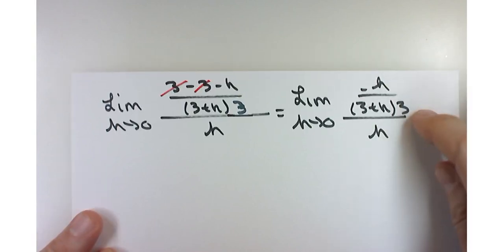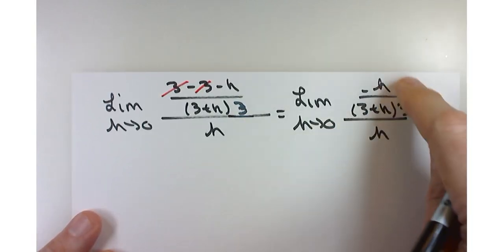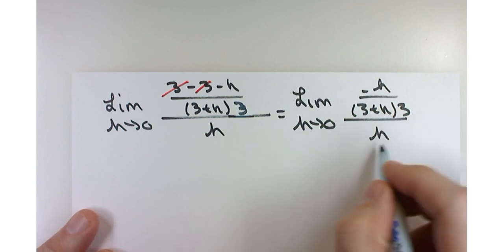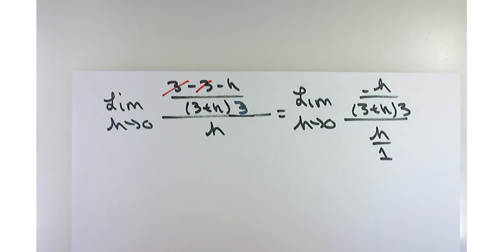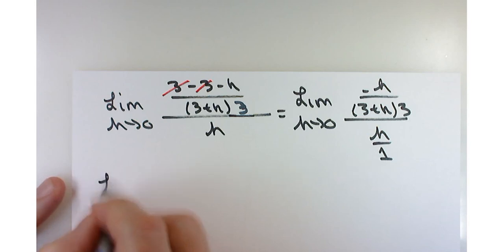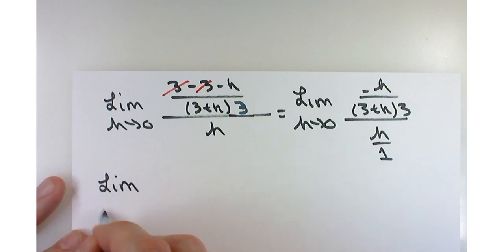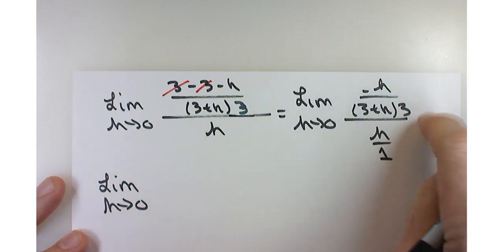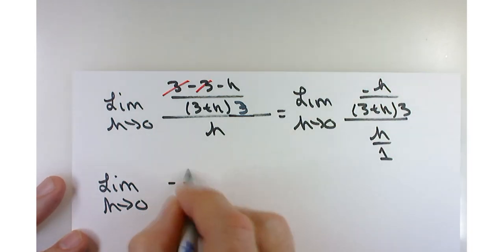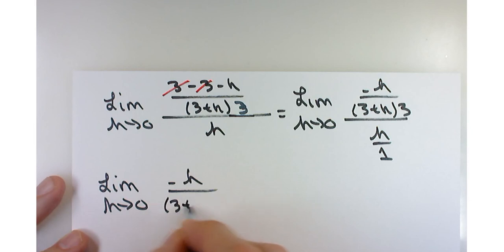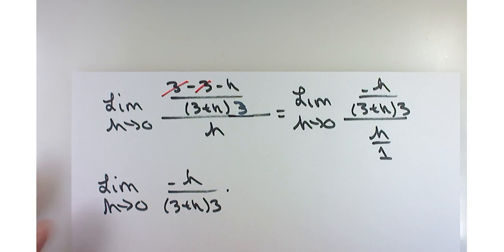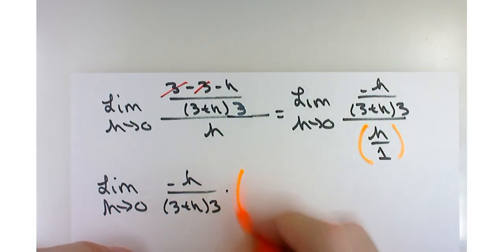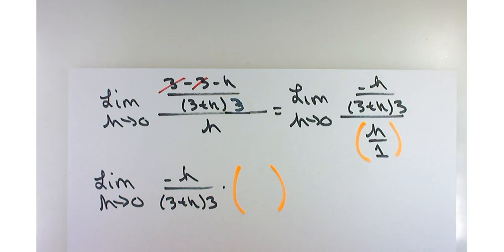And that still looks like it's a problem. In fact, if you try to plug in h equals 0, you'd end up with 0 over 0 still. So let's do one more thing. I'm going to write that as h over 1 to make this last little step a little bit easier. You remember what happens when you divide fractions? You got to invert and multiply. So this is going to be negative h over 3 plus h times 3 times the reciprocal of this denominator. So the reciprocal is going to be 1 over h.